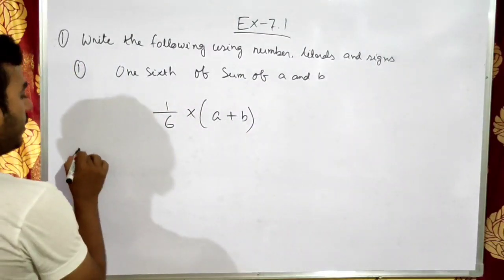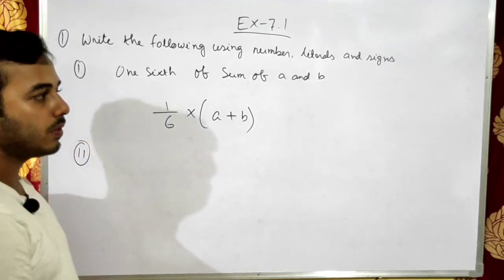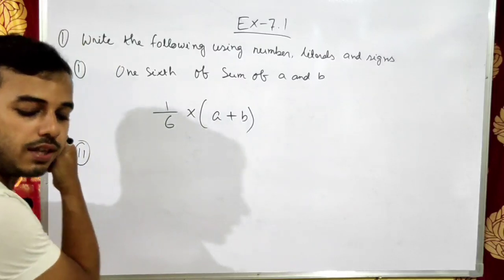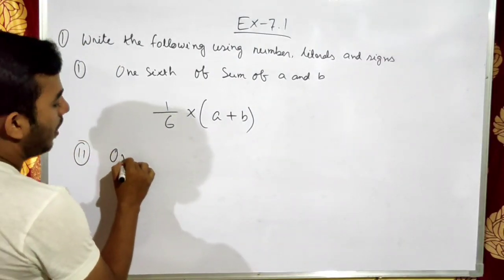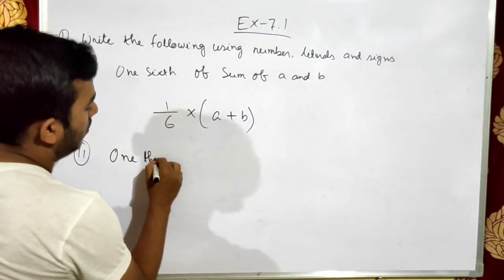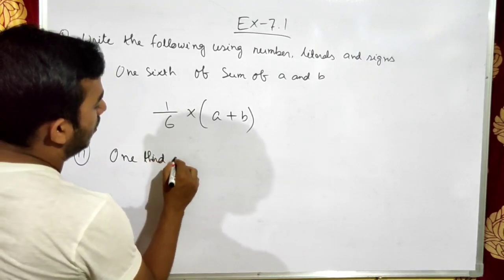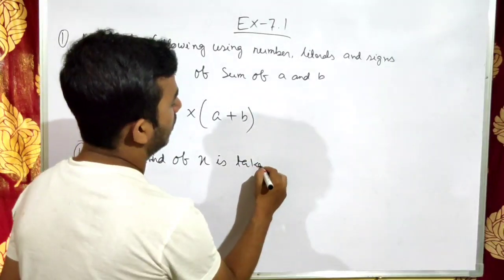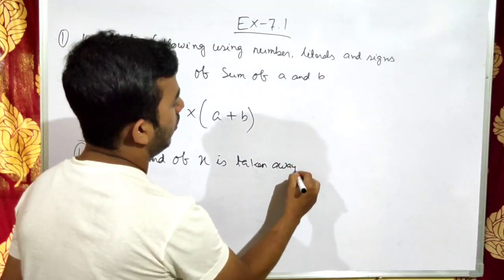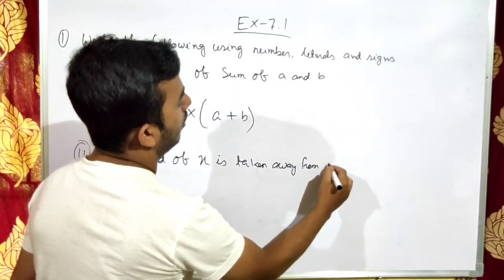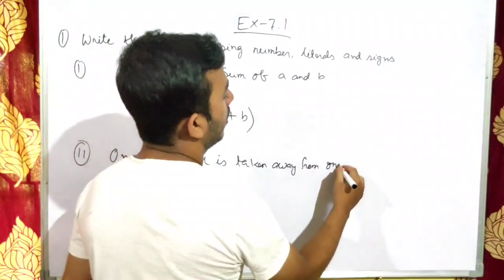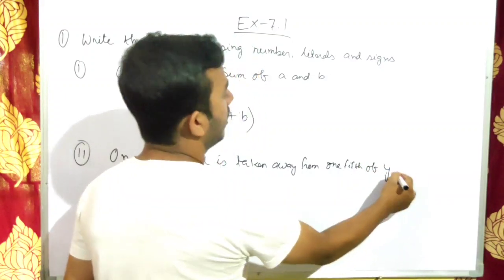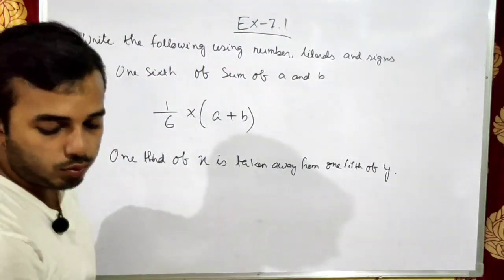Now let's move to the next, question number 2. One third of x is taken away from 1/5 of y.